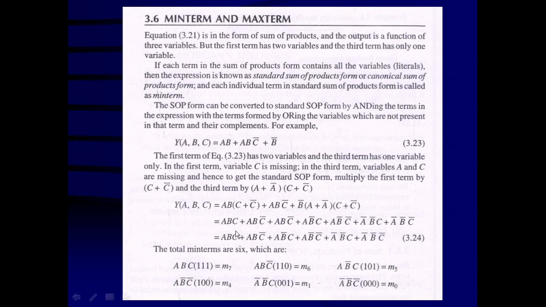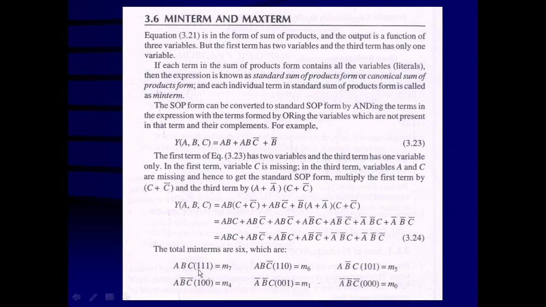So each term is known as a mean term. Now, how to write the mean term for this one? In each term, ABC is there. So I mentioned here the first mean term is going to be ABC. For a variable which is in uncomplemented form, I will represent 1. And for the complemented form, I will represent 0 corresponding to that variable.